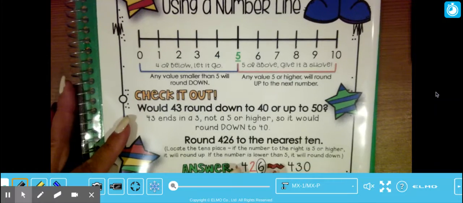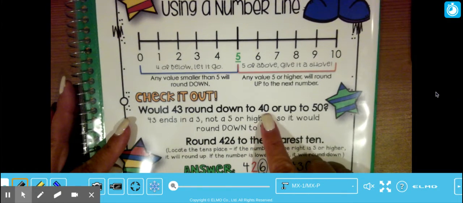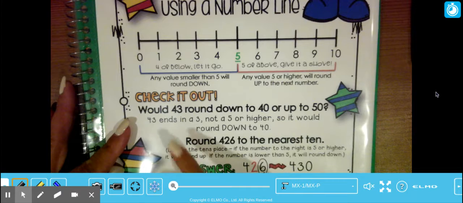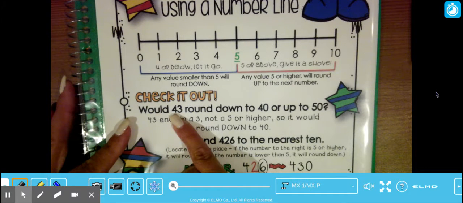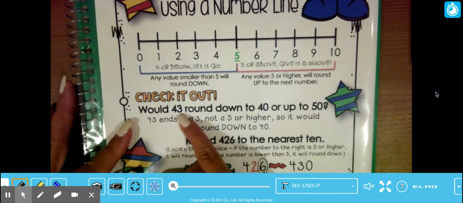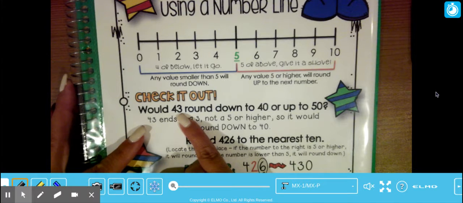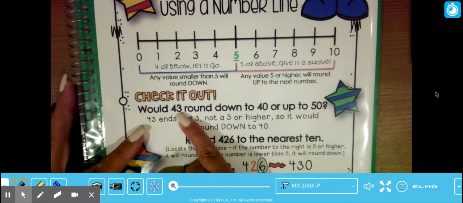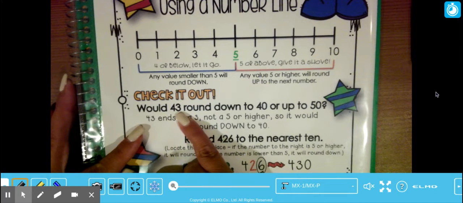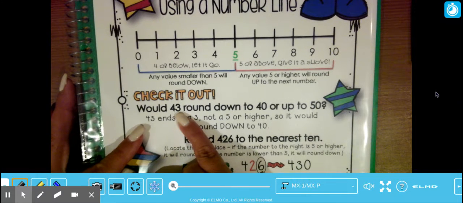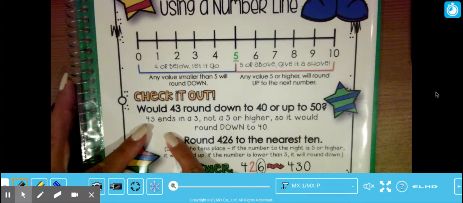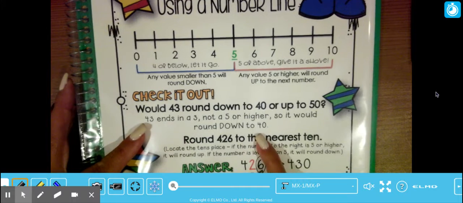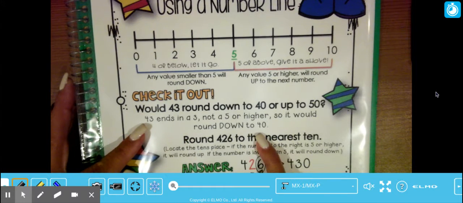So let's check it out. Would 43 round down to 40 or up to 50? Well, if we were rounding here to the nearest 10, I'm going to take a look at that 3, and then I'm going to say my poem. 4 or below, let it go. 5 or above, give it a shove. Since it's less than 5, we are going to keep that 4 as a 4, and this 3 becomes a 0. So we're going to round down technically to 40.